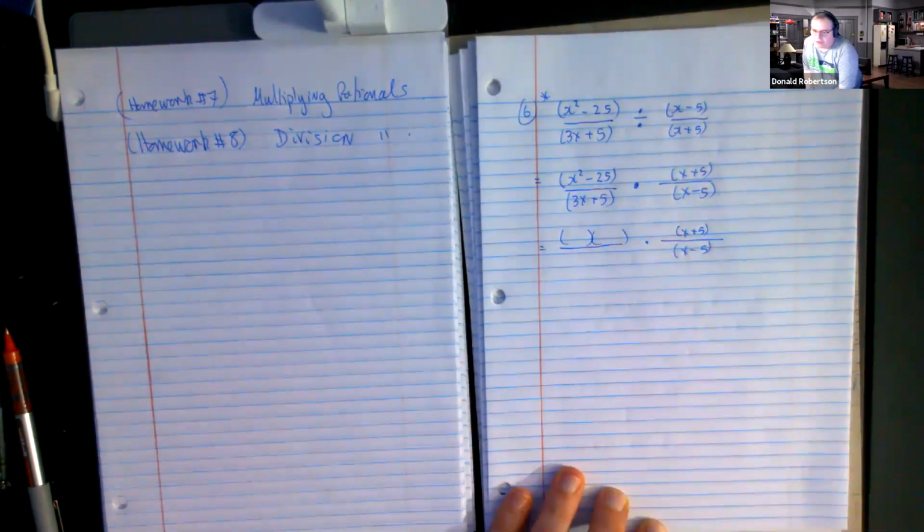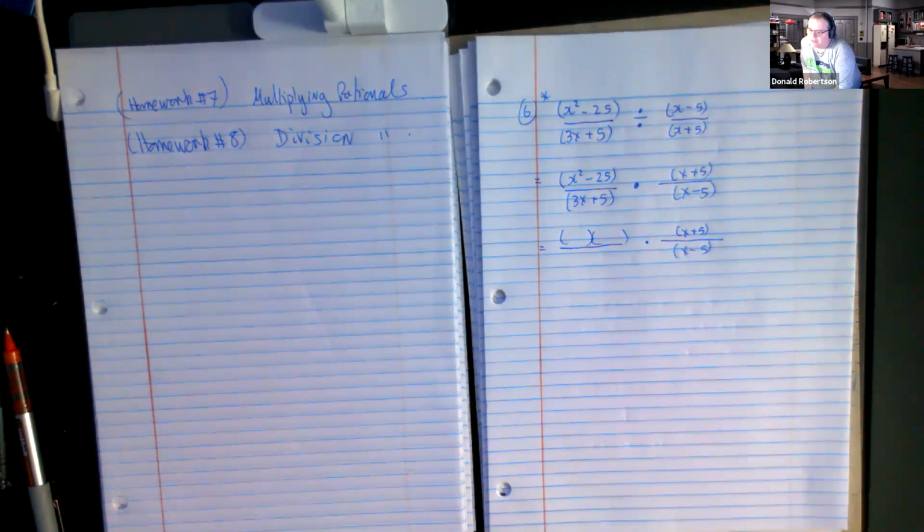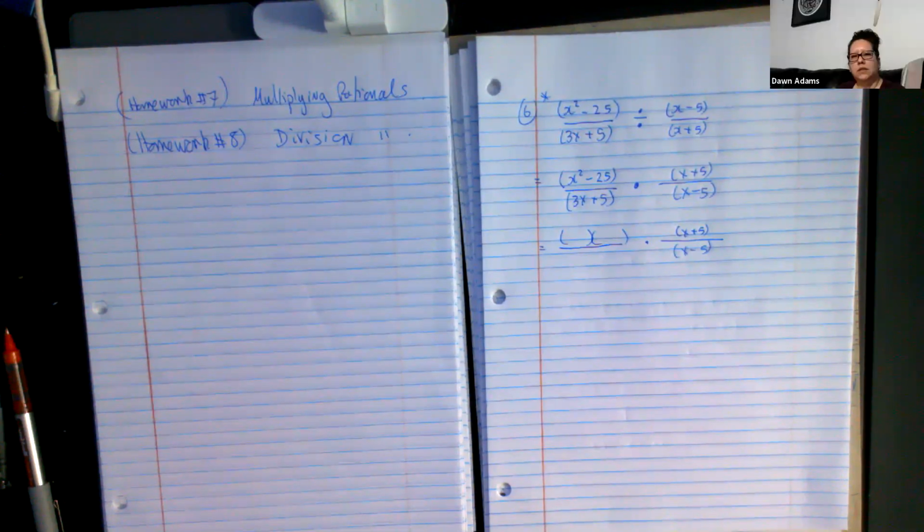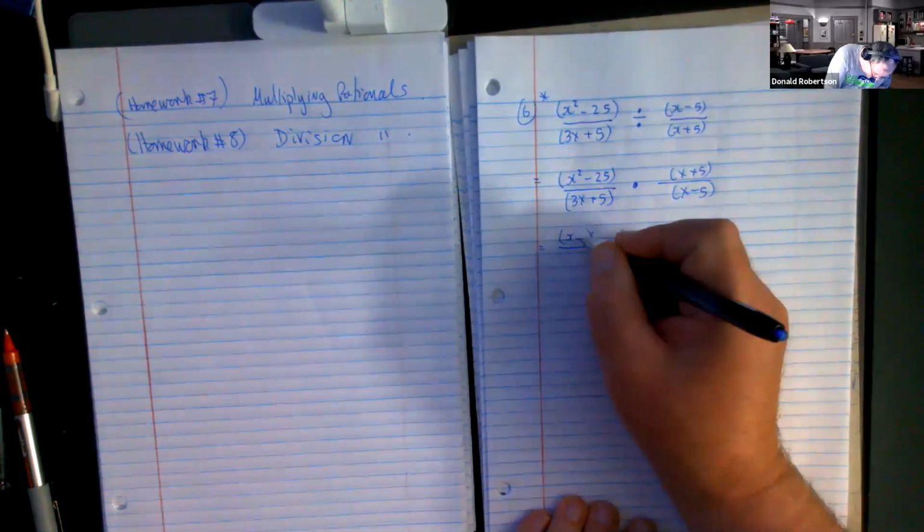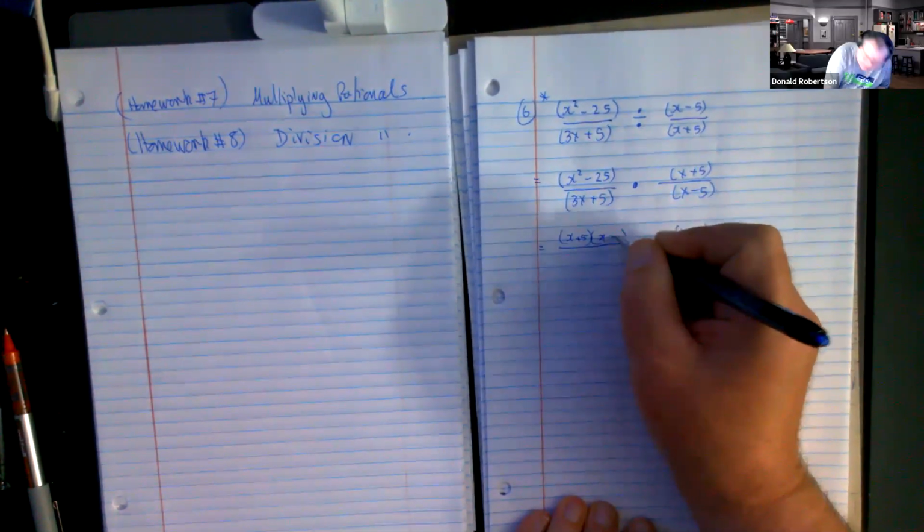Okay, x squared, take away 25. Do you see a difference of 2 squares there? Now let's put Don on the hot seat. Don, x squared minus 25. Do you see a difference of 2 squares there? Yes, x plus 5, x minus 5. You nailed it. Okay.